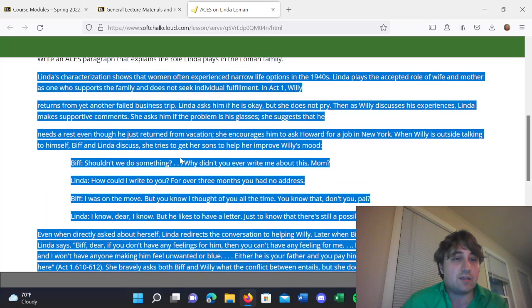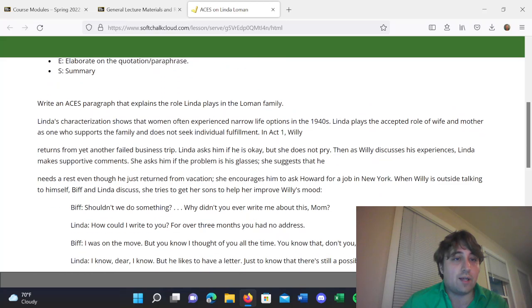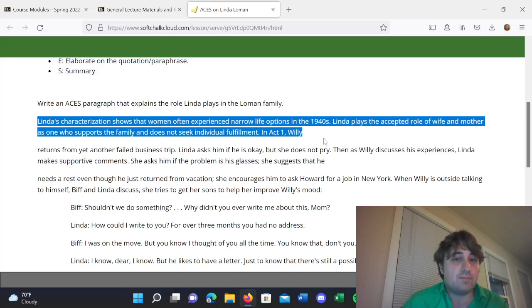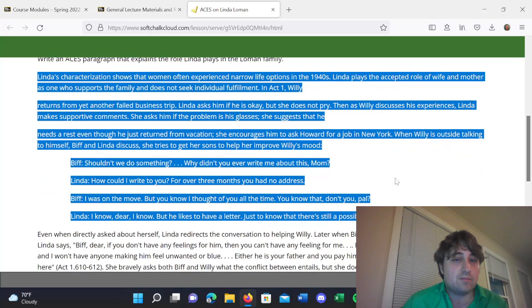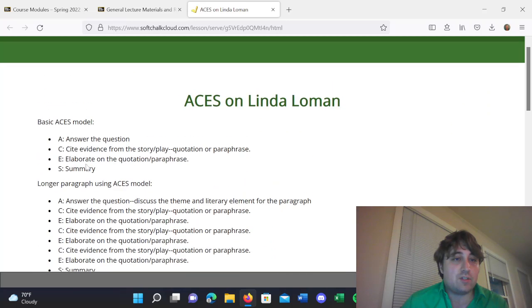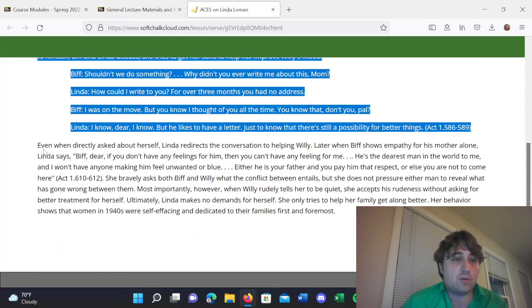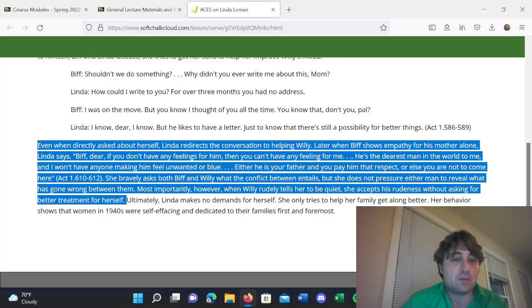So basically this first part is going to what? It's going to answer a question. And then it's going to give us a quote. Evidence, right? So here's a quote with evidence. After that, what does it do? It elaborates on the quote. So it keeps elaborating. And then finally, we want to summarize.